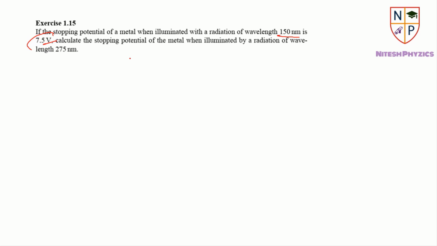Okay, then again we can use the formula. I am not going to detail again. The formula will be phi, the work function, is equal to hc by lambda minus eV. Okay, now put all the values. The value of h is equal to 6.6 into 10 power minus 34 joule second, and the value of c is 3 into 10 power 8 meter per second upon the value of lambda, given 150 nanometer in first case, that means 150 into 10 power minus 9 meter.